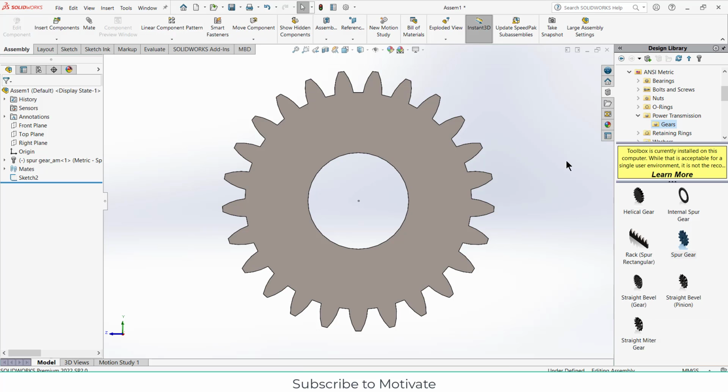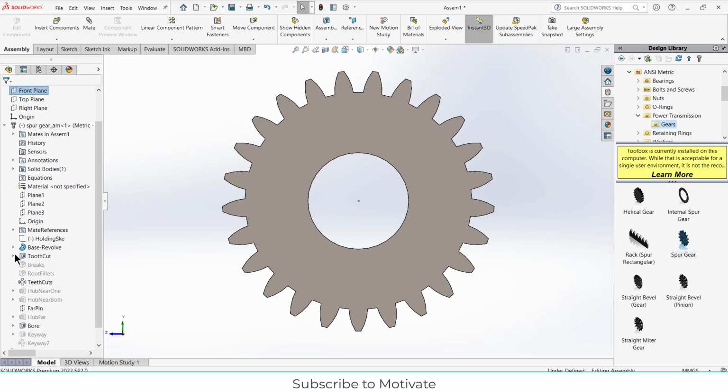So the first term we are going to talk about is the pitch circle. So what is a pitch circle? It is an imaginary circle which by pure rolling action would give the same motion as the actual gear. So where is actually a pitch circle? Let me show you.